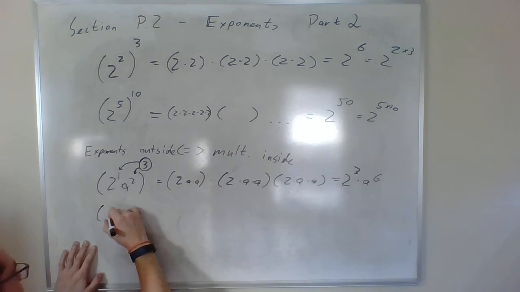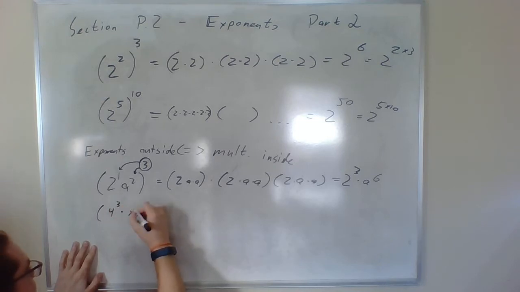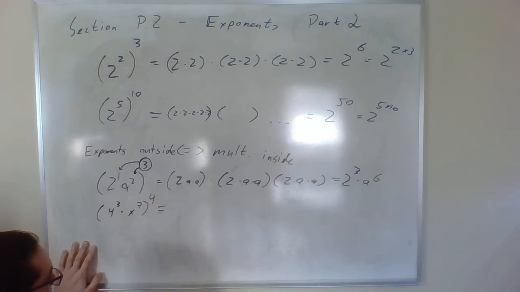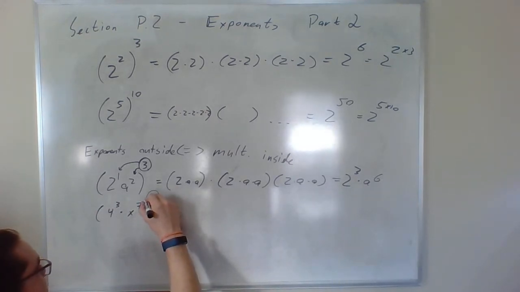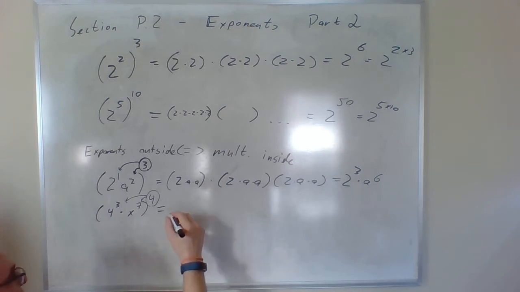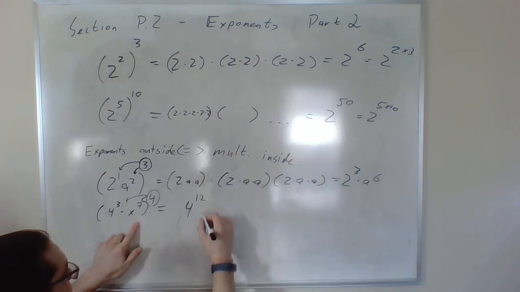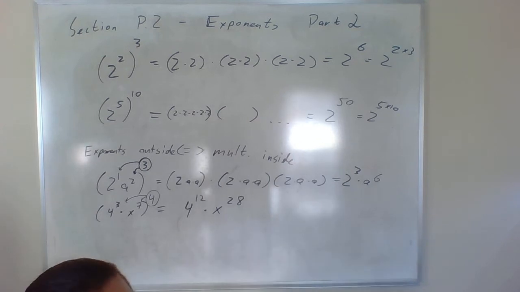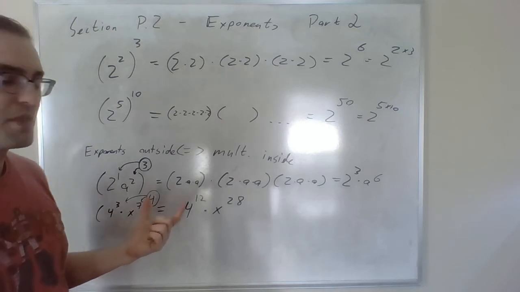So if you had something like 4 cubed times x to the 7th to the 4th power, you can skip a lot of these steps and you can sort of distribute this 4 in here and say that this is going to be 4 to the 12th times x to the 28th. When people talk about exponents distributing, this is what they mean.